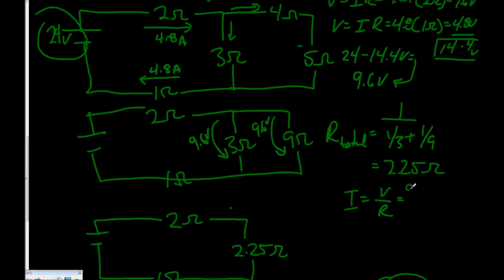So I get 3.2 amps coming through here, through this branch.